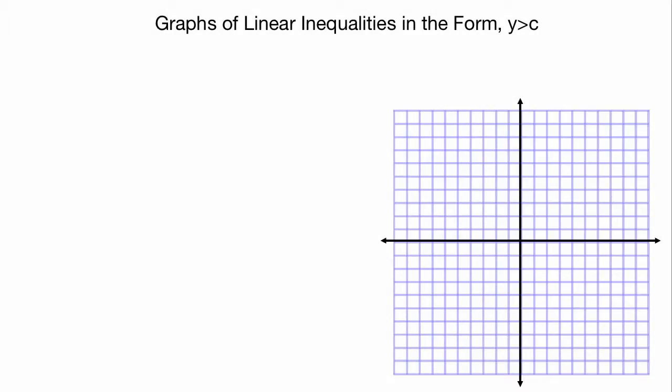Welcome to a video tutorial learning about graphing linear inequalities in the form y is greater than some constant c. And this could mean y is less than some constant c. But anyways, the idea is there's only a y variable, there's no x variables. How do we deal with that? Well, let's look at an example and really dig into this idea.